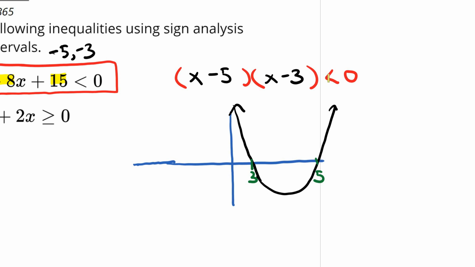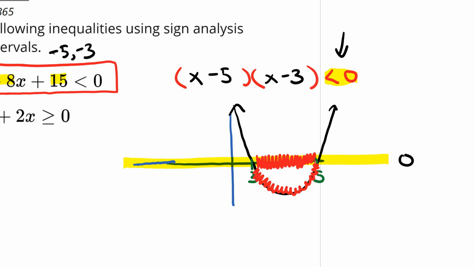this part right here, less than 0. Here's the line 0. This question is, when is the graph below 0? Well, the graph is below 0 in this region, right? This is definitely below the x-axis. So this region is below the x-axis. We want to say this is our particular region where the graph is below the x-axis.